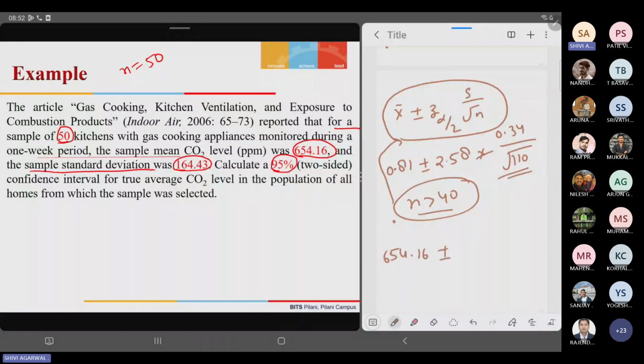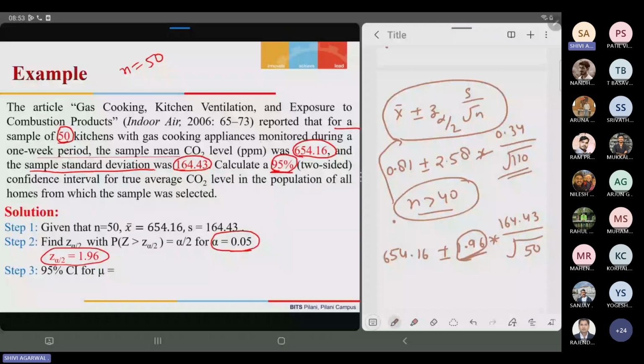654.16 plus minus. This is Z distribution. So here it is 1.96 multiplied by S, 164.43 square root of 50 here. Okay, 1.96 is Z alpha by 2, which we have. Z is unknown. You have to calculate this value of Z by using the standard normal table, Mr. Sanjeev. Okay, so alpha is 0.05. So based on that, 1.96.